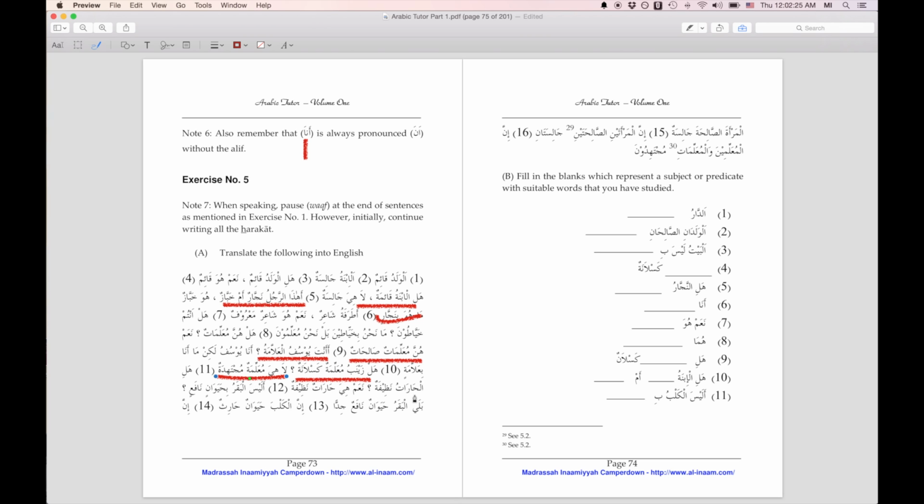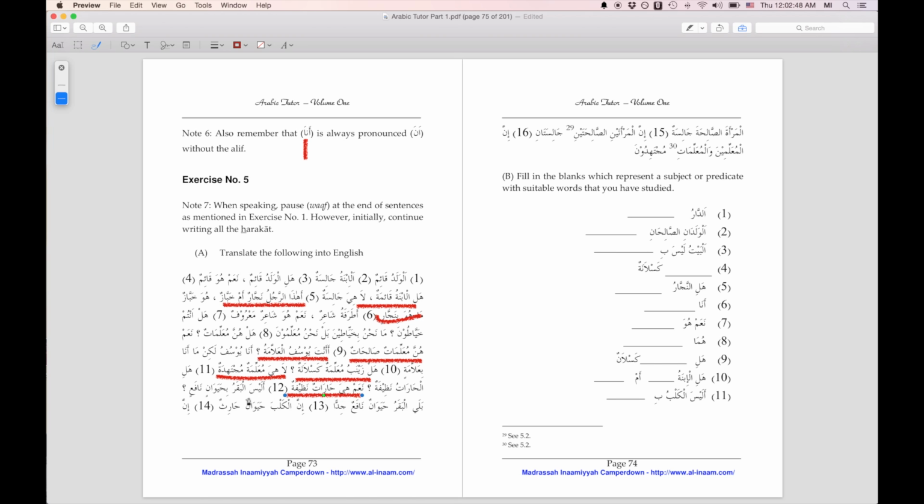هل الحارة نظيفة؟ Is the section of the city clean? نعم هي حارة نظيفة. Yes, that is a clean section. That is a clean section of the city.